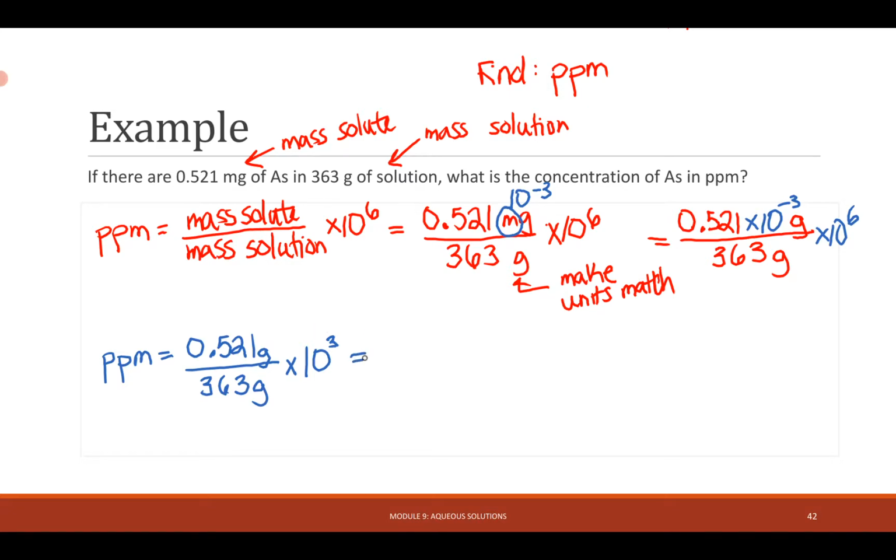Now I can type it into my calculator, and I get 1.43526 ppm. Now I need to check my significant figures. This has 3 sig figs. This has 3 sig figs. So I need to keep 3 significant figures. 1, 2, 3. And so that works out to 1.44. Remember, the rounding rule for 5s is that we have to make that last digit even. So that means we're going to round up.